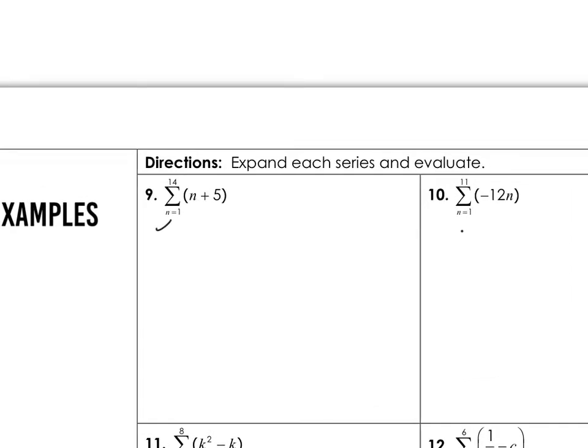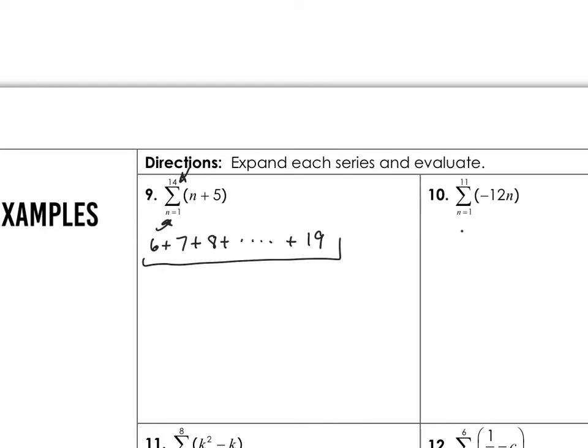Like if I plug in 1 here, all the way to 14, if I plug in 1, this would give me 6. If I plug in 2, I would get 7. If I plug in 3, I would get 8, and so forth, all the way to 14. If I plug in 14, I would get 19. So they want the sum of all of these things.